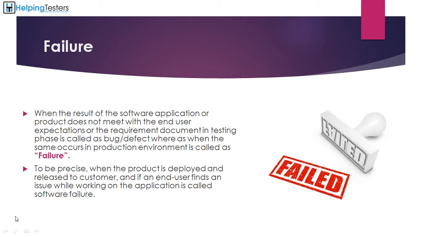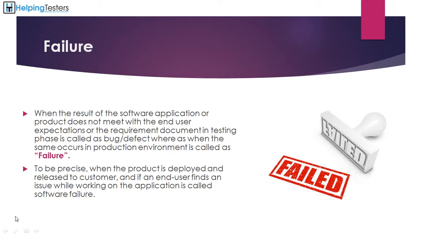Now failure. So far we have seen bug, defect, issue, incident, error, everything is the same. What is a failure? Bug, issue, defect, incident, everything happens in the testing phase. When you're testing a product, if the system is not matching the requirement or is not behaving as expected, then it is called a defect or a bug. Failure is when the software application is launched in production to the end user and the product does not meet the end user's expectation, then it is called a failed product.